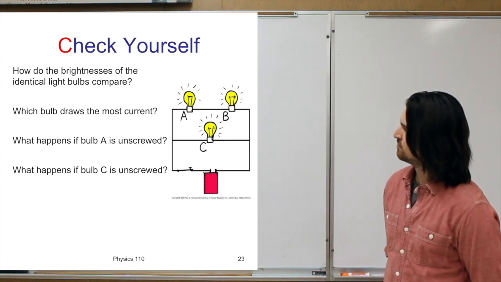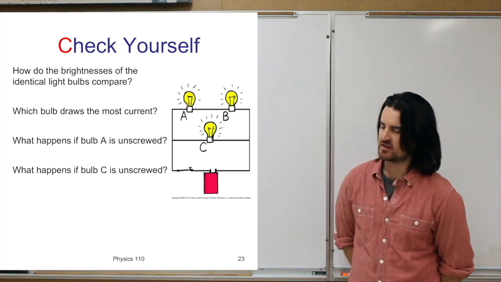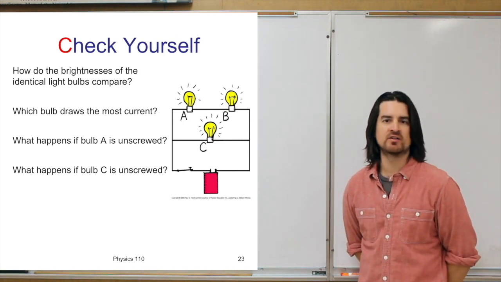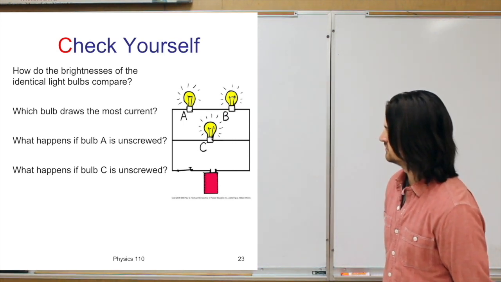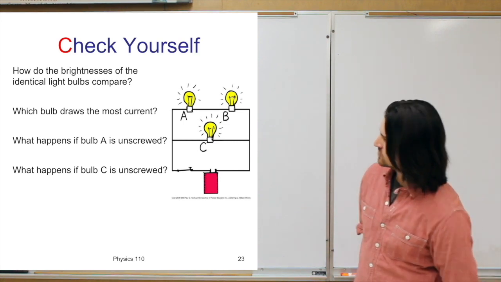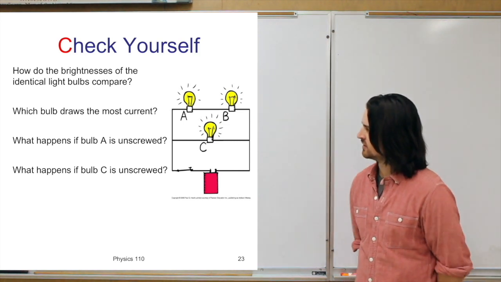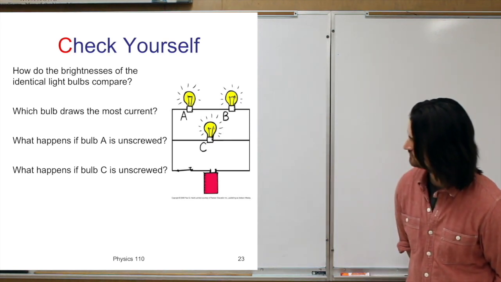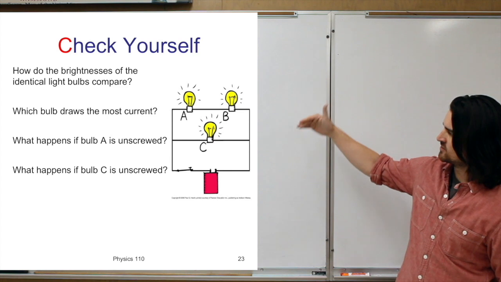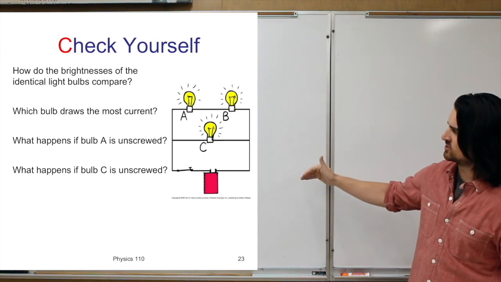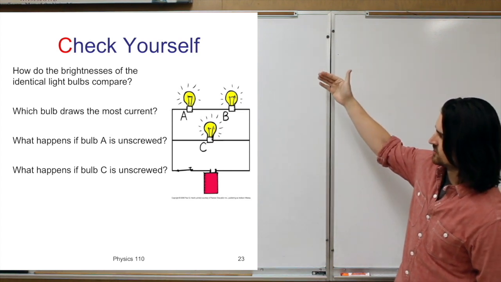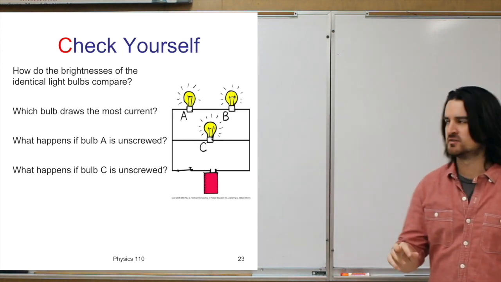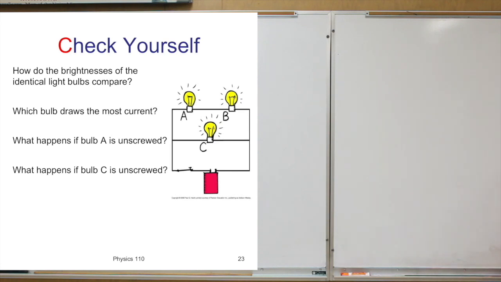For one, how would the brightness of these light bulbs compare if they're identical light bulbs, meaning they each present the same amount of resistance to current flowing? Which light bulb would draw the most current? What would happen if light bulb A was unscrewed, and what happens if bulb C is unscrewed? Hopefully you can answer at least the last two questions. The first one might be a little more difficult, and the second one might be kind of difficult. But take a minute, pause, and try to answer each of those questions.